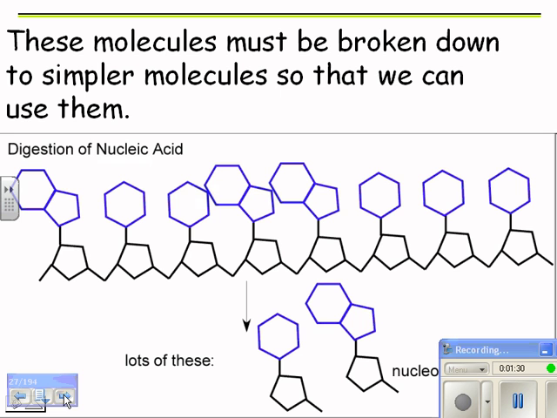So this is just an example of a macromolecule, a polymer, that's digested into its monomers. These molecules must be broken down by your body to simpler molecules so that we can use them. So if you have enzymes that break that bond and that bond and that bond and that bond, you will get these simple monomers.